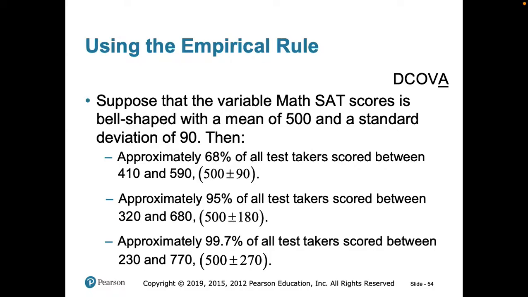So in order to be in that 0.03%, or 3 out of 1,000, you will need to score higher than 770, or you can also score lower than 230. So only 3 out of 1,000 people are going to score lower than 230 or higher than 770.